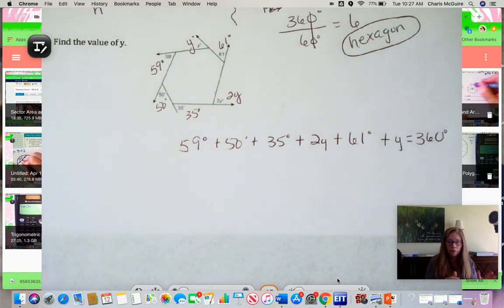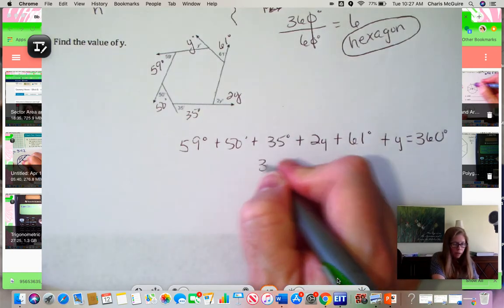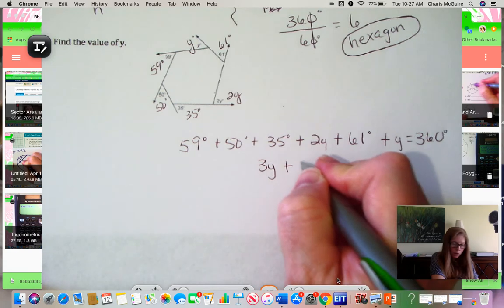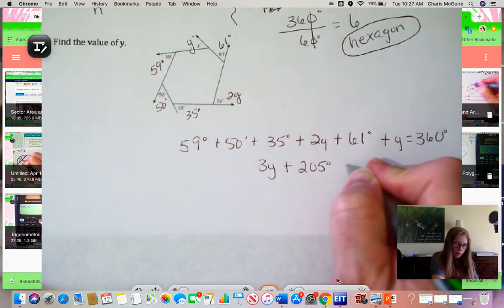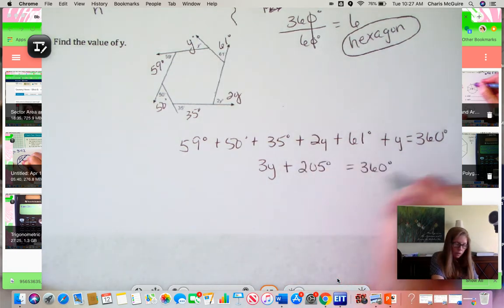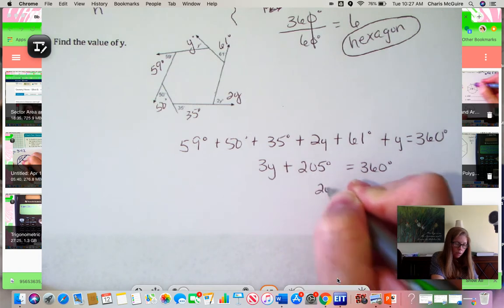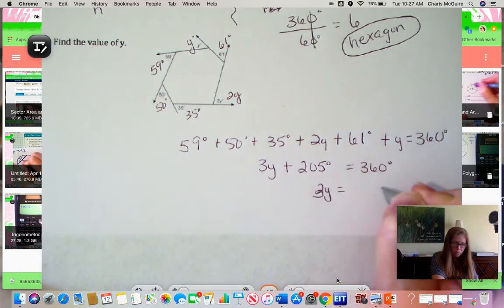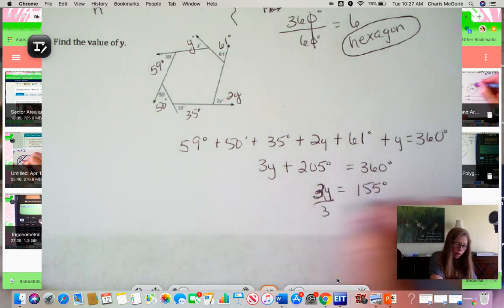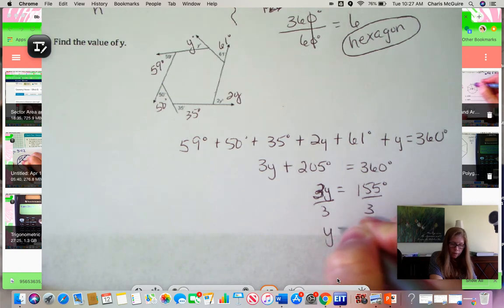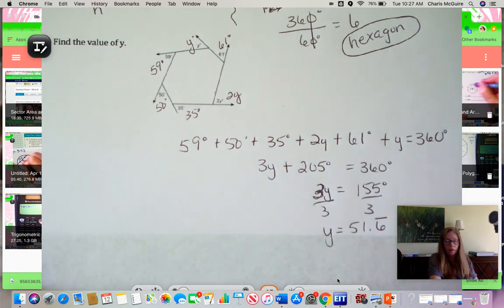All right, combine your like terms, and you're going to have 3y plus 205 degrees equals 360 degrees. Subtract your 205, you get 155 degrees. This is a 3, sorry. And so dividing by 3, y is going to equal 51.6 repeating, and you can round that however you like.